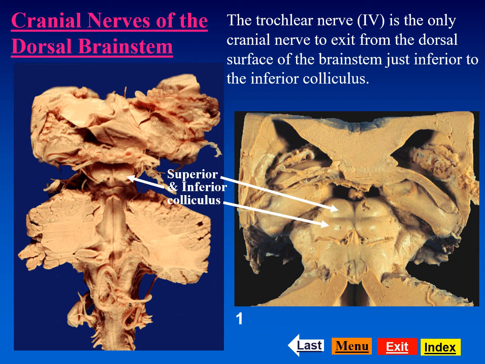Viewing the dorsal surface of the brainstem and emerging from the midbrain, we can see the only cranial nerve that does exit the dorsal surface and ultimately does sweep around to the ventral surface. That is the trochlear nerve, the 4th cranial nerve. Here we see it just exiting just below the inferior colliculus.